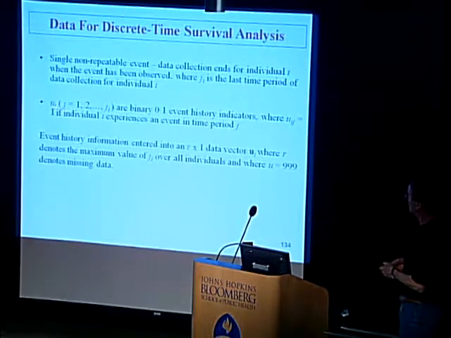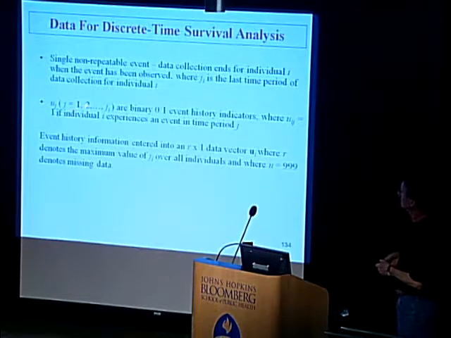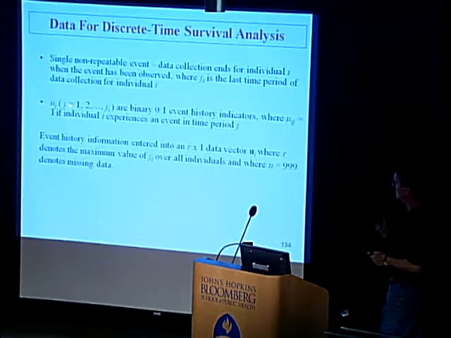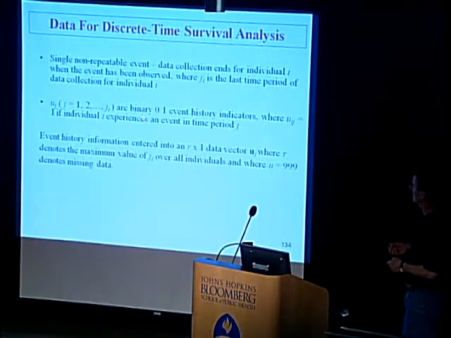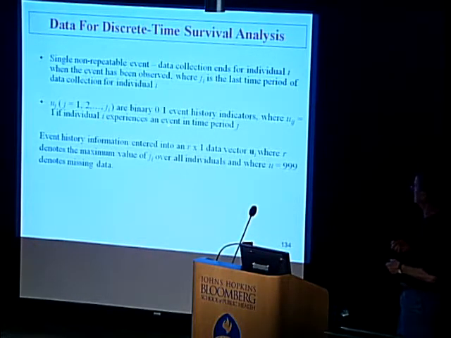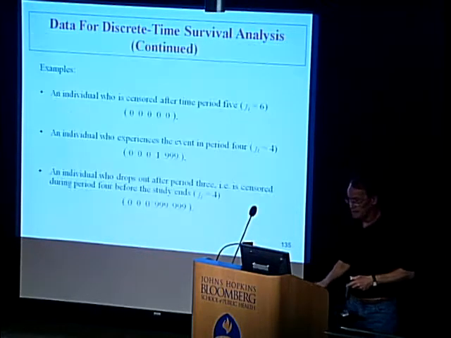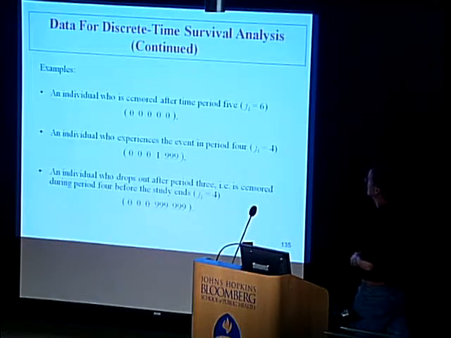So we're going to define a U variable, an event history indicator, and it is binary, so we're going to think of it as a categorical, where U is equal to 1 if individual i experiences the event at time period j. Actually, consider this slide in more detail as an example.